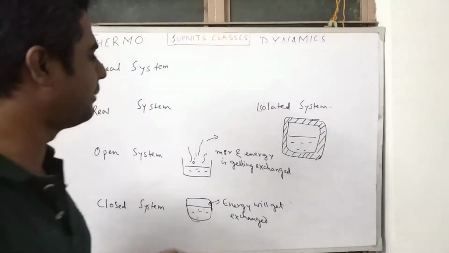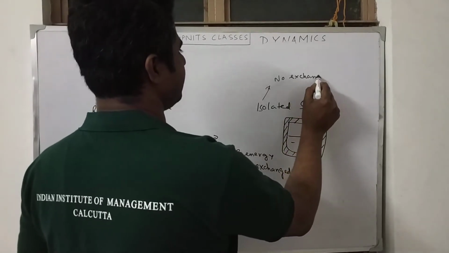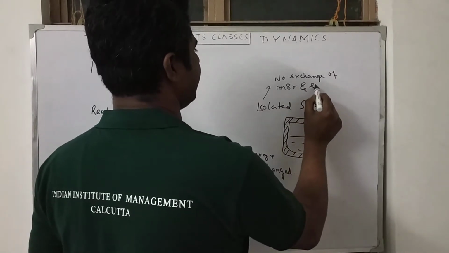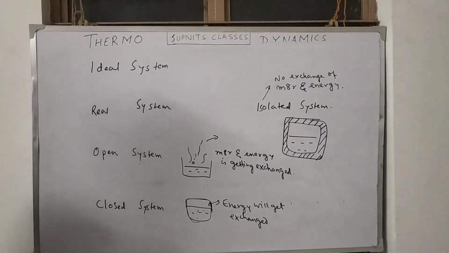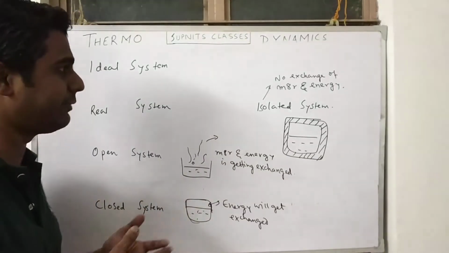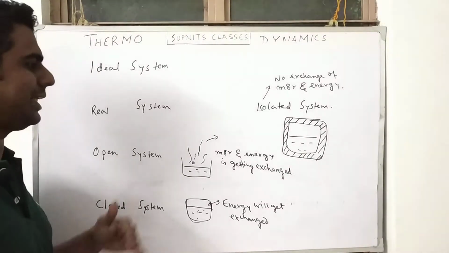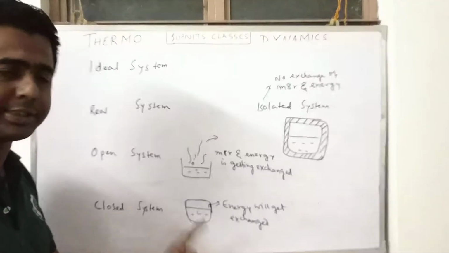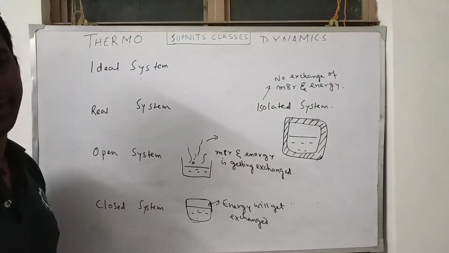So isolated system means no exchange of matter and energy. That is what isolated system is. So these are the systems that will be time and time again coming into your textbooks and your various problems we do. So you have to know what kind of system it is. In open system, matter and energy both are getting exchanged. In closed system, only energy is getting exchanged. In isolated system, there is no exchange of energy or matter.